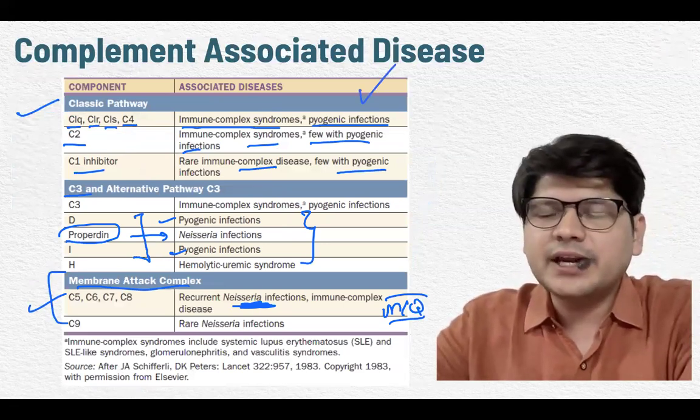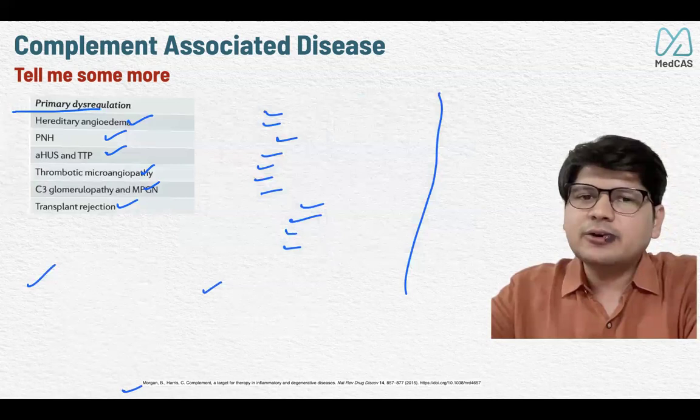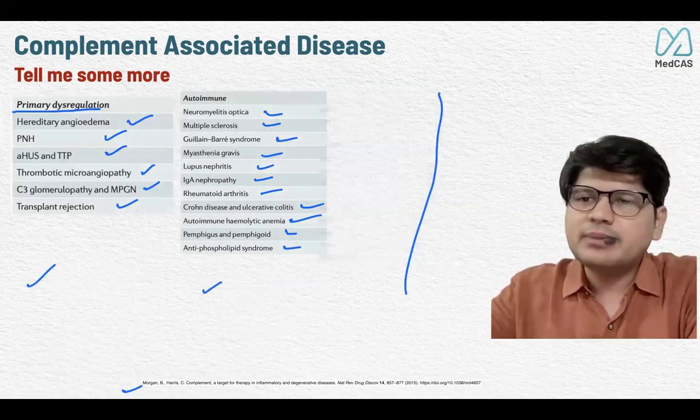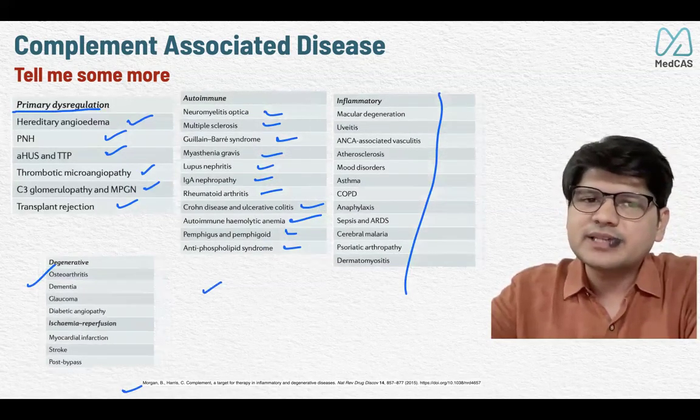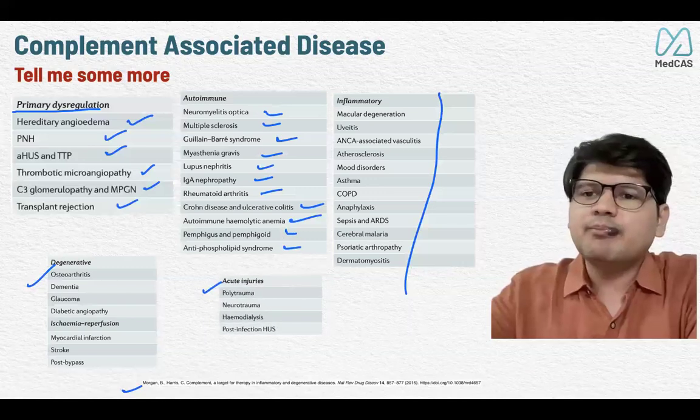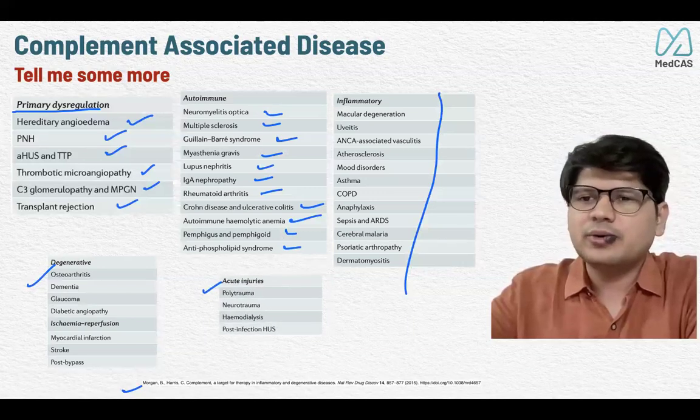This is from Harrison, right? But this is overall understanding or concept to develop that it is not just limited to few diseases. The complement system is everywhere. So it actually can impact many of the systems which are located there.